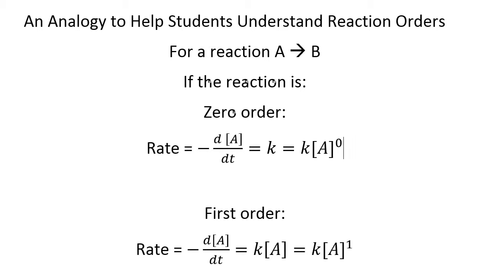I'd like to discuss a simple analogy that I've used in my classes to help students understand reaction orders. For a given chemical reaction, let's say simple A going to B, if the reaction is zero order, the rate of the reaction, which is defined as minus the change in the concentration of A divided by the change in T, the rate of the reaction, is a constant. Or you can say it's equal to K times A to the zero power, because anything to the zero power is 1. So if you have a zero order reaction and you double the concentration, the rate would not double, it would stay the same.